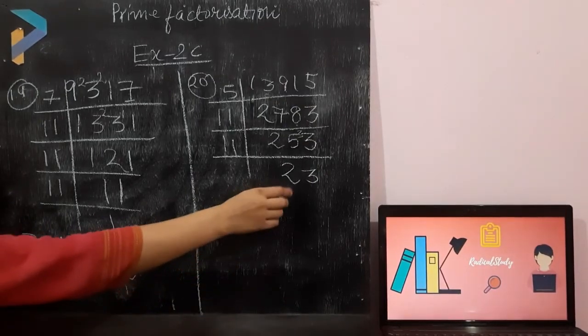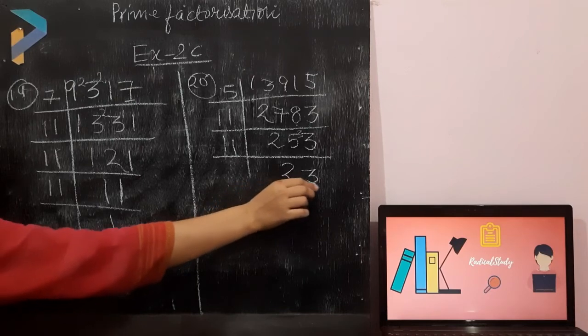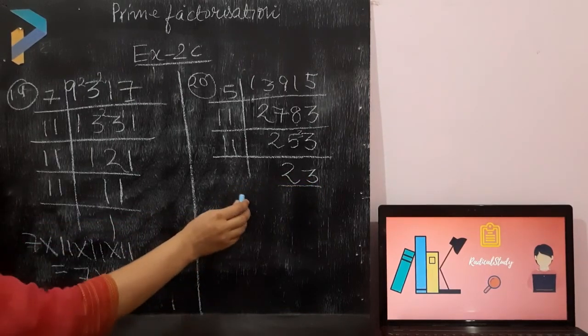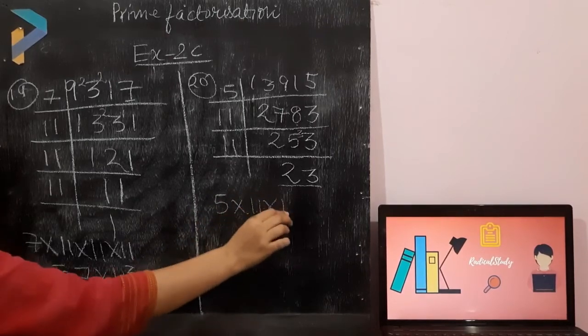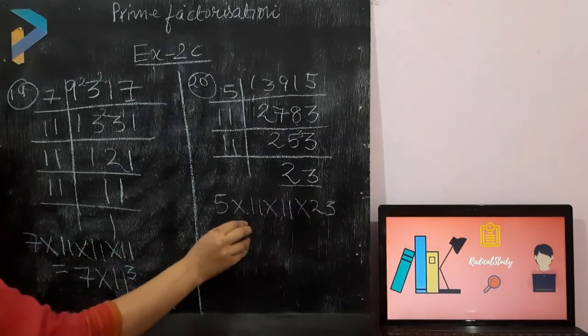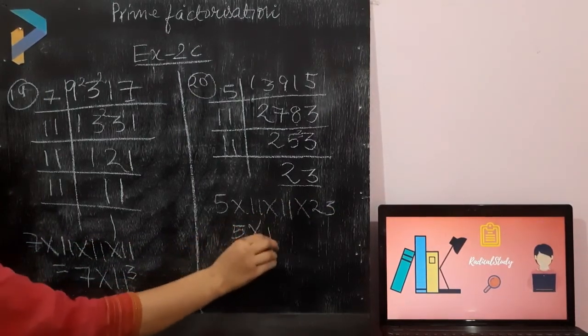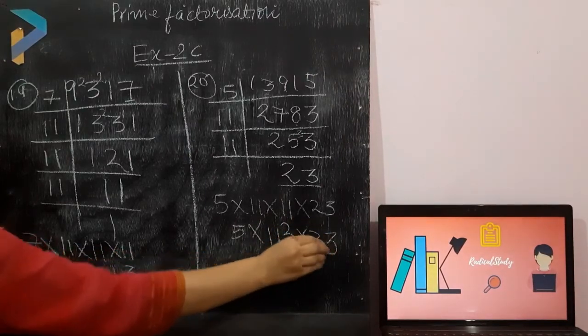Now what we got over here? We have got a prime number. So it cannot be divided further. So what will be the prime factorization of this number? 5 multiplied by 11 multiplied by 11 multiplied by 23. So it will be 5 multiplied by 11 to the power of 2 multiplied by 23.